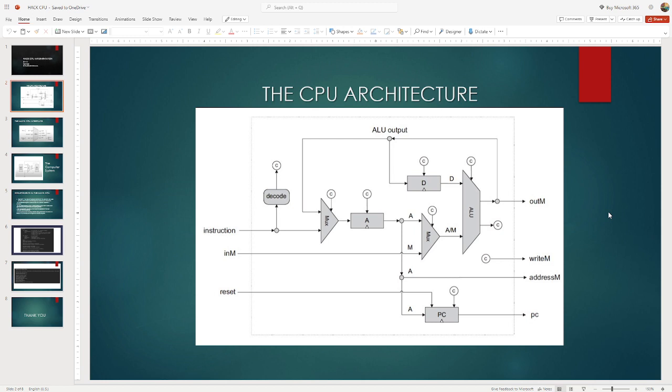The program counter holds the address of the next instruction, which will then be fetched, decoded, and executed by the CPU in the next cycle. Now that we have identified the inputs and outputs of the CPU architecture, we can now implement the code of the CPU.